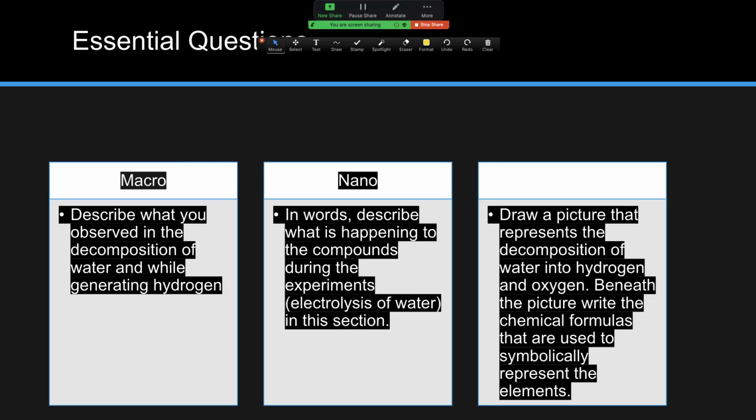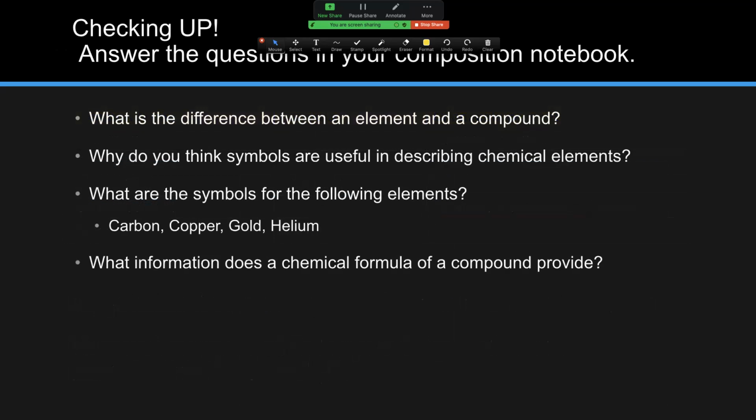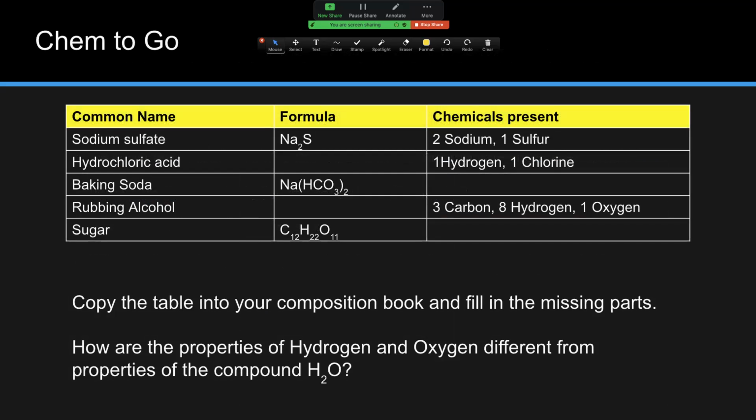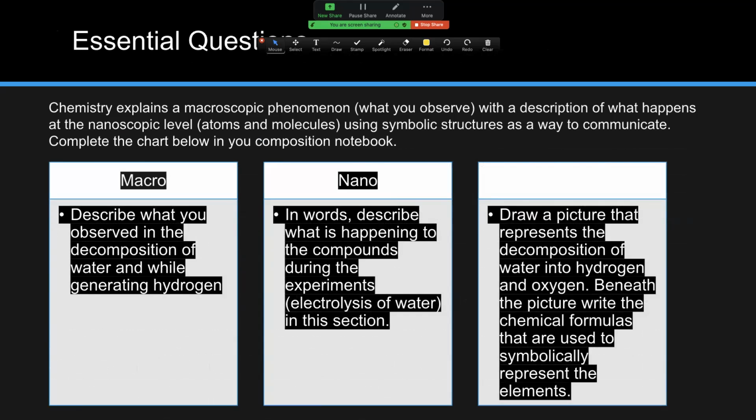Okay, so I should see in your composition notebook the checking up, the chem to go part, and the essential question. At any time, if you missed anything, go back and rewrite what you're missing. If you don't know the answers, you can always go back, re-listen to this, and ask me questions if you have any when I see you next. Great day.